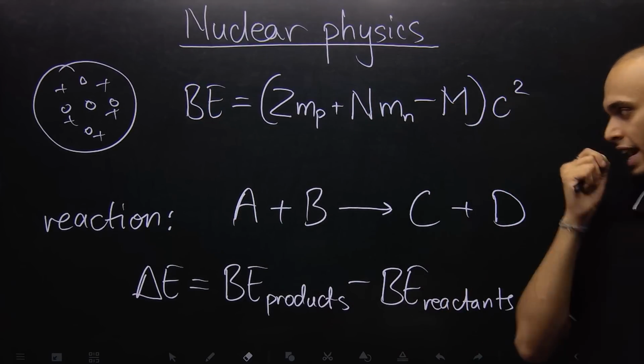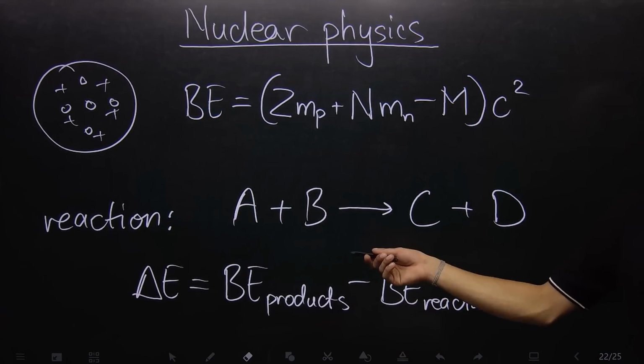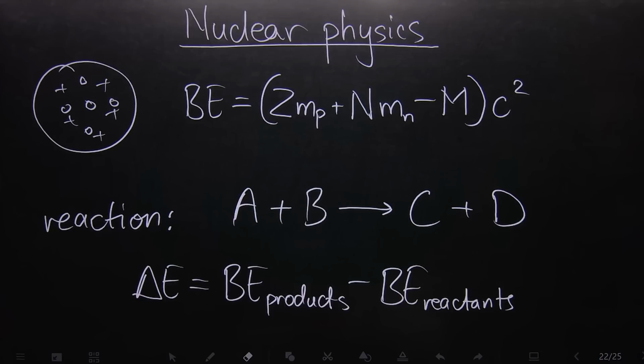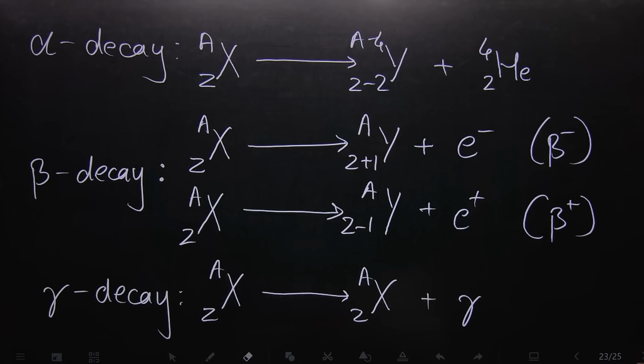And using this fact, you can calculate the energy of any nuclear reaction simply as the difference in binding energies of products and reactants. And the kind of nuclear processes that you need to know from this chapter are only 3 processes: alpha decay, beta decay, and gamma decay.